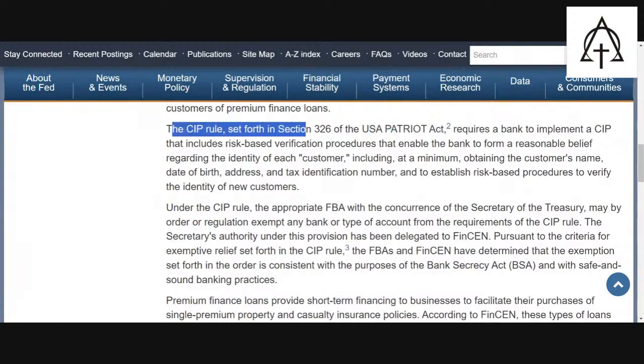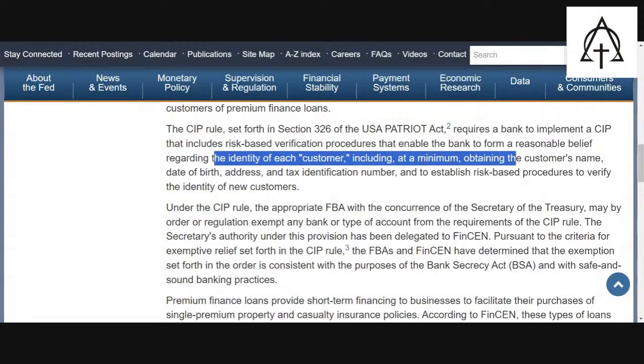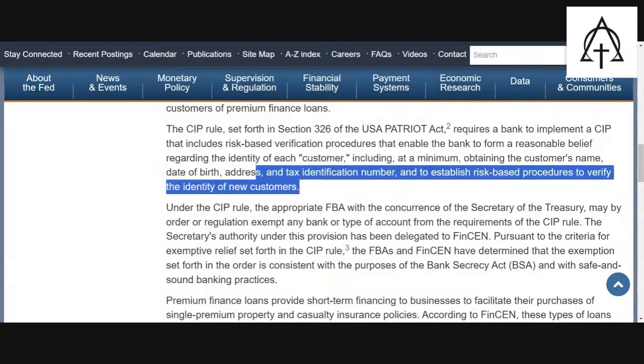The CIP rules set forth in Section 326 of the USA Patriot Act require a bank to implement a CIP that includes risk-based verification procedures that enable the bank to form a reasonable belief regarding the identity of each customer, including, at a minimum, obtaining the customer's name, date of birth, address, and tax identification number, and to establish risk-based procedures to verify the identity of new customers.